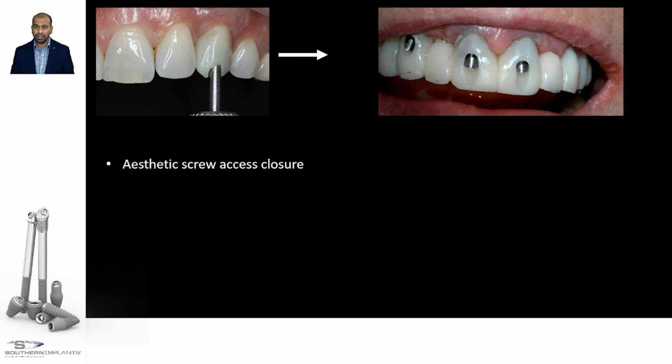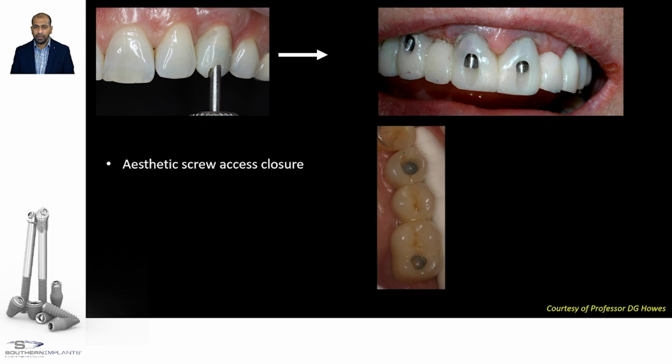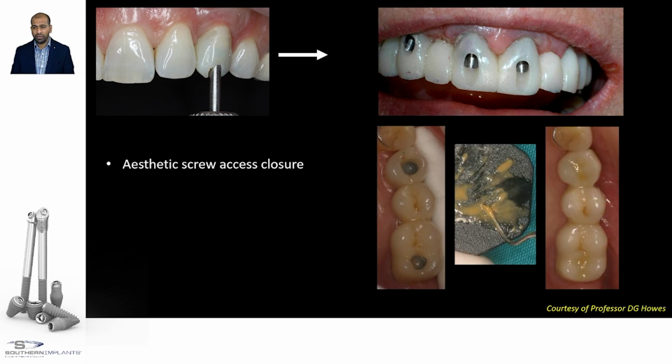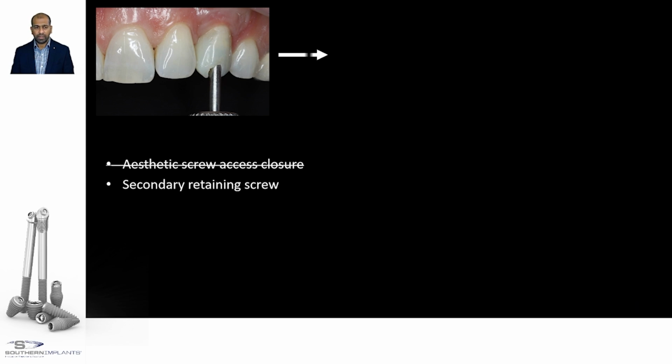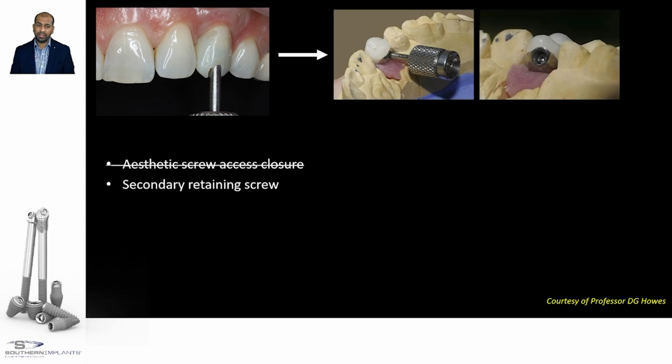What are the options? We could try aesthetic screw access closure, but there are some limitations there. We could get fairly good results as shown in another case of Professor House's. We could also try a secondary retaining screw, but these are quite complex reconstructions, especially from the lab aspect. And as you can see here, these need to be cast, and perhaps not the best solution for this patient with a high smile line.